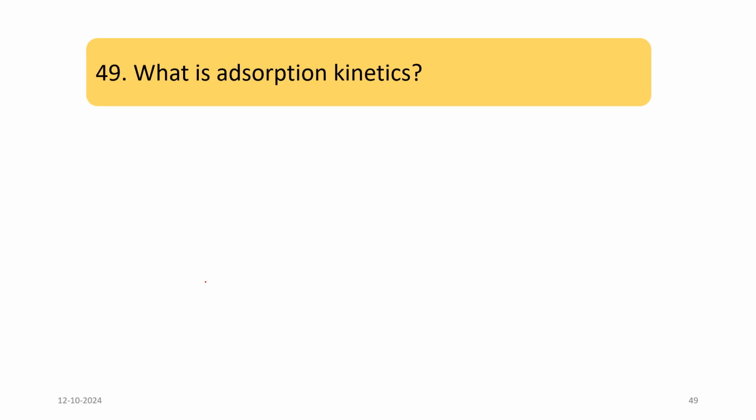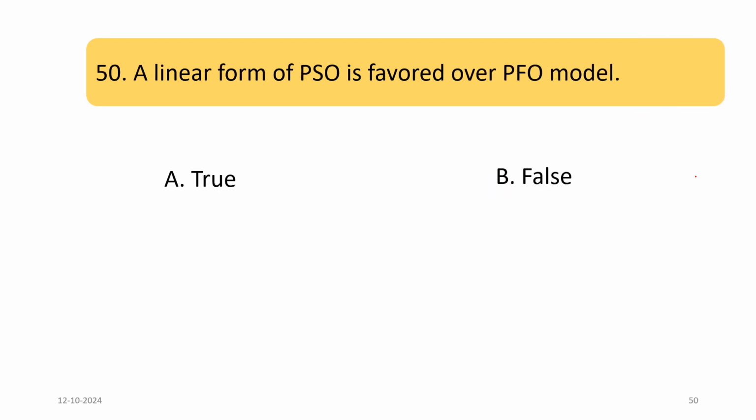Adsorption kinetics talks about the rate at which adsorption occurs. Next, a linear form of PSO. PSO means pseudo second order, and PFO is pseudo first order. A linear form of PSO is favored over the PFO model. The answer is true.